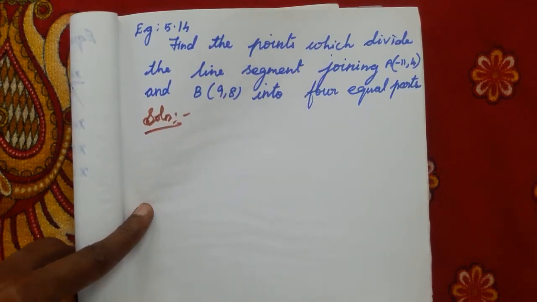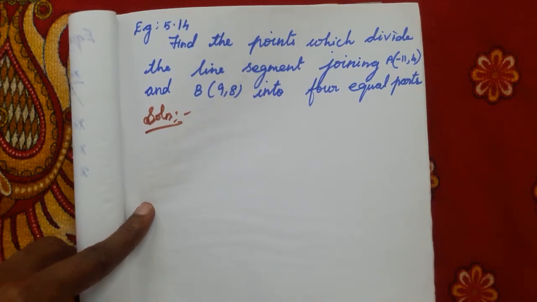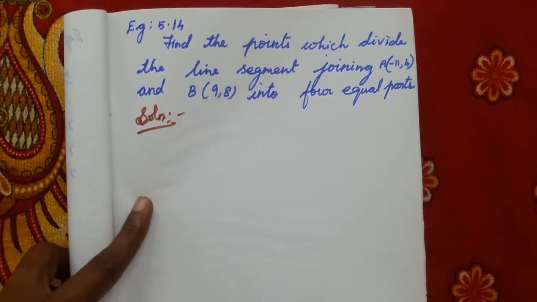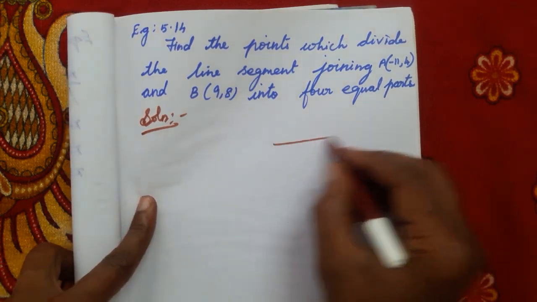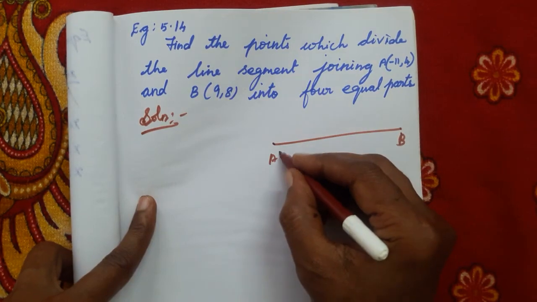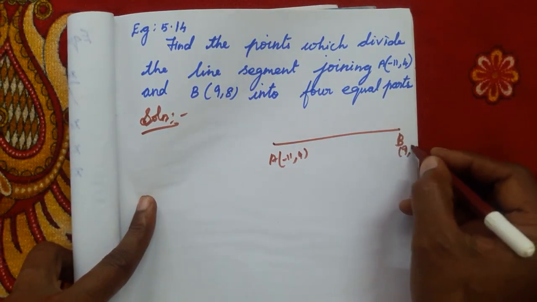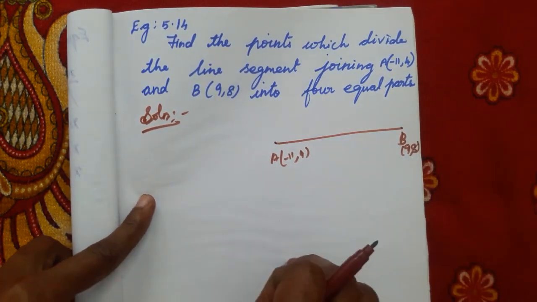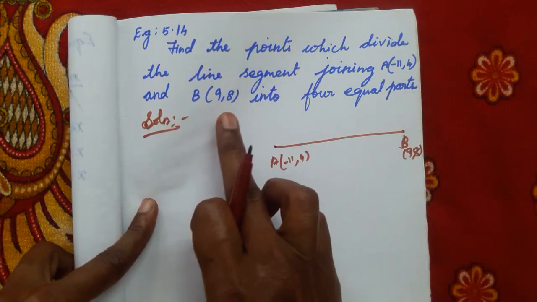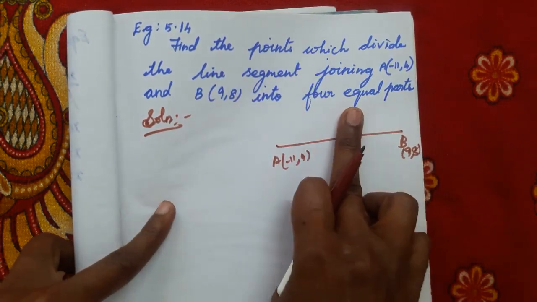Next, example 5.14. Find the points which divide the line segment joining A (minus 11, 4) and B (9, 8) into 4 equal parts. It's a very important problem. It's a 5-mark problem. Listen, AB is the line segment, A is minus 11, 4, B is 9, 8. We have to find the points which divide the line segment into 4 equal parts.